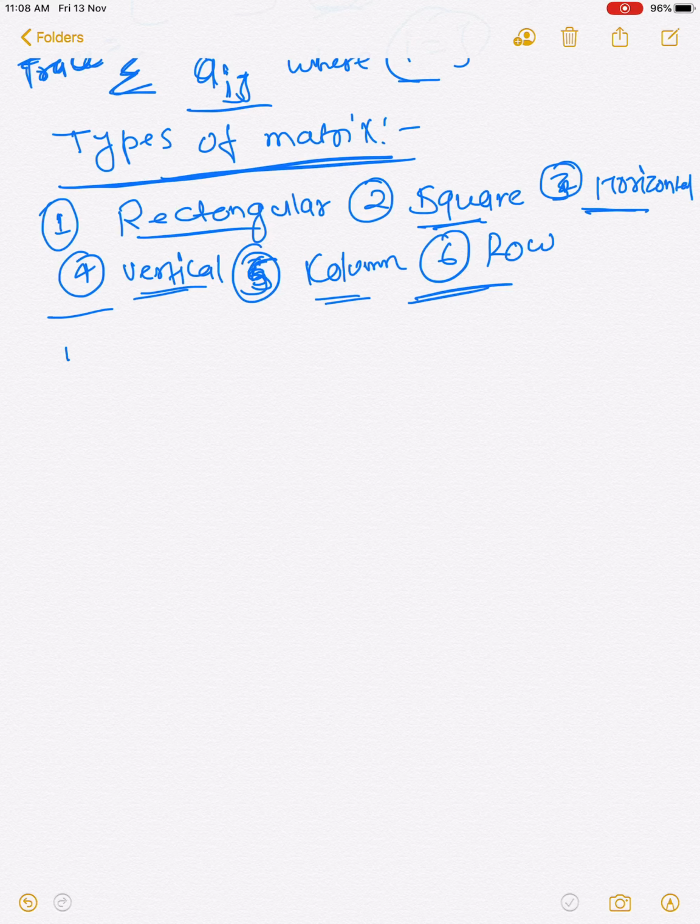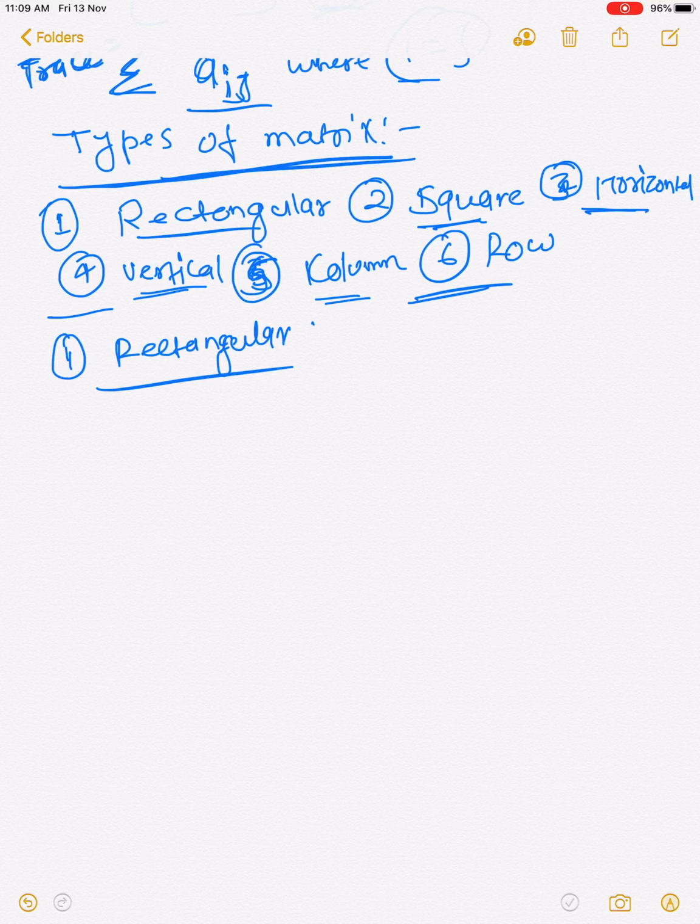What is similar in all these matrices is that you have to just take care of the shape of the matrix. That means if you arrange the elements, then the shape that the elements form in front of you is the only definition of all these matrices. First one, rectangular: if you arrange the numbers, it will look like a rectangle. Square, it will look like a square. Horizontal, it will look horizontal. Vertical, it will look like a vertical column. All are the same. Just the figure that you encounter after arranging the elements in the bracket is the definition of all these matrices.